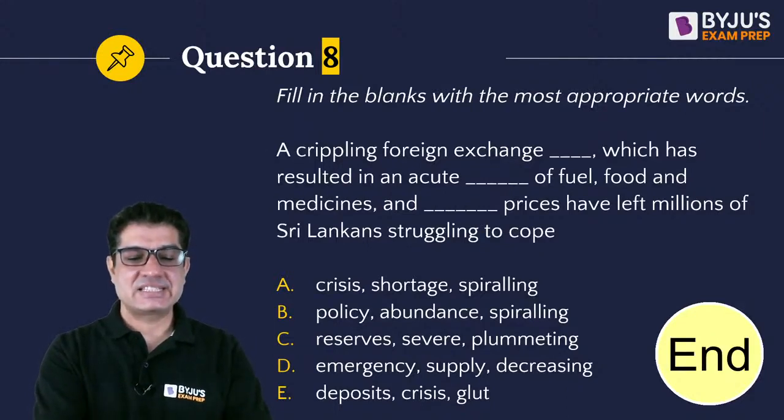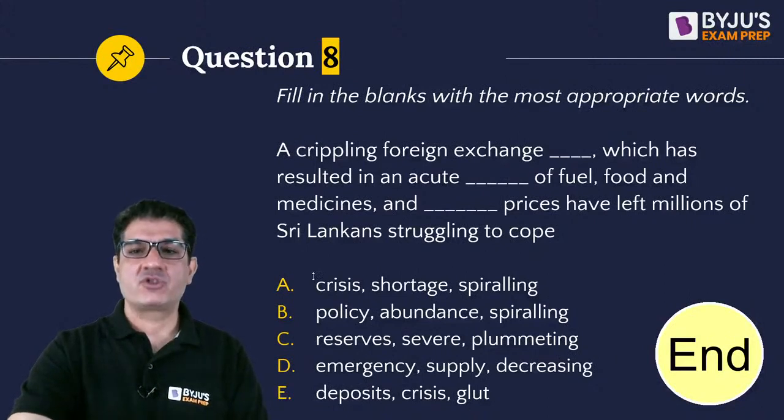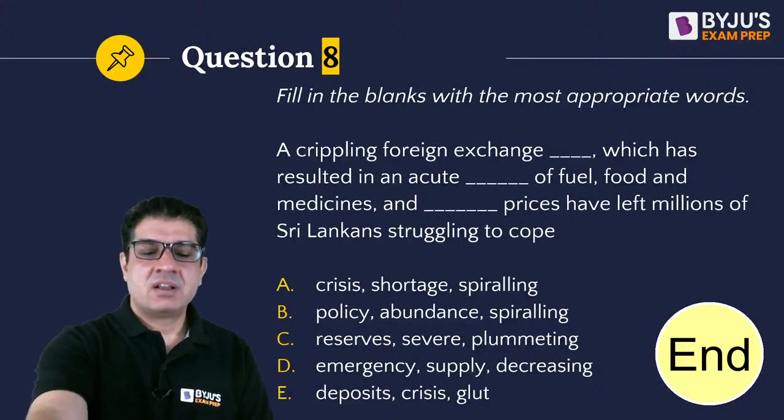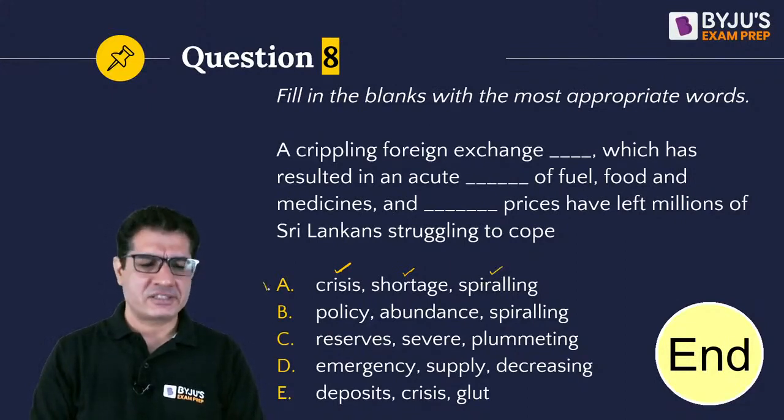Let us see what our answer for question number 8 should be. Okay, so let's take it blank by blank. A crippling foreign exchange crisis, yep, goes, which has resulted in an acute shortage of fuel, yes. Spiraling prices, yes, all the 3 go. So I think we found our answer here.